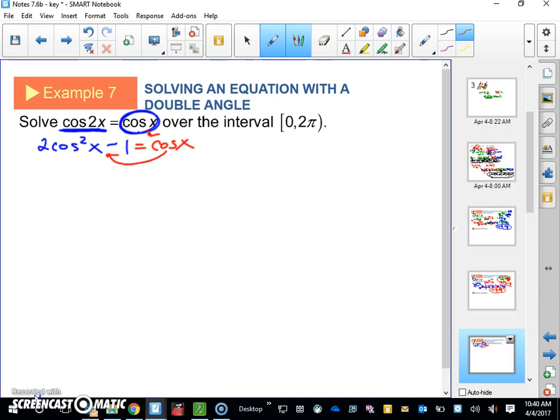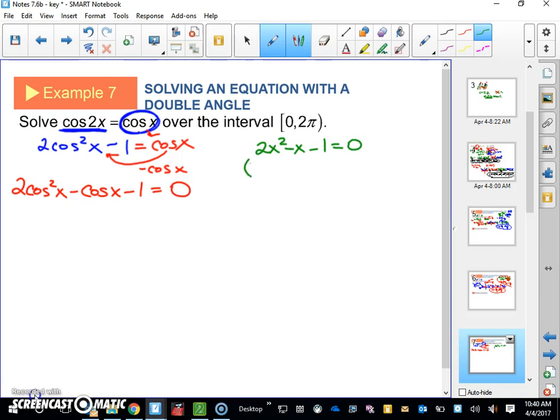Let's subtract this cosine x over so that everything can be on one side. I'd have 2 cosine squared x minus cosine x minus 1 equals 0. This is something that I can factor. To me, it kind of looks like this problem: 2x squared minus x minus 1 equals 0. Maybe that looks better to you or easier to handle. You don't necessarily need to write that down, but that's what it looks like to me.